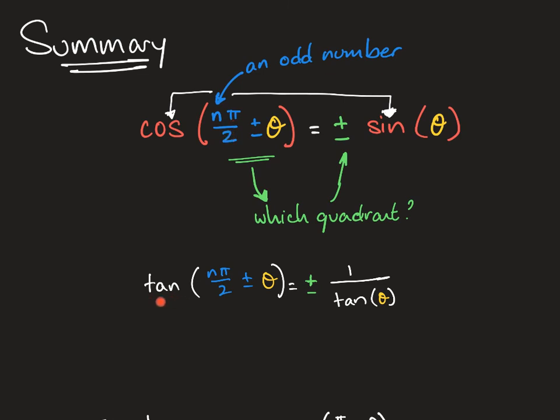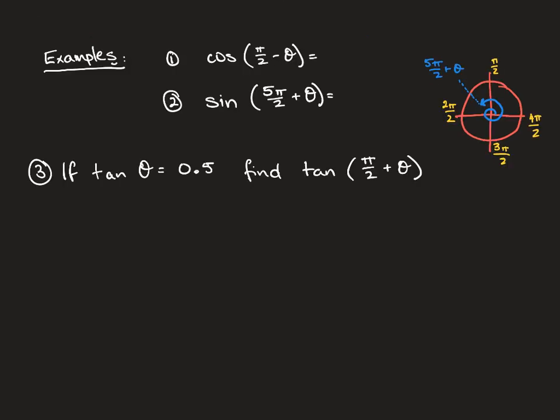Our other pattern for tan is very similar. If you're finding tan of an angle that's not in the first quadrant, it's equal to the reciprocal of tan for whatever you've added or subtracted to the pi on 2 multiple. And it'll be plus and minus determined by which quadrant this is in. Let's have a go at some questions. So press pause and have a go at these, and then I'll put the answers up for you in a second.